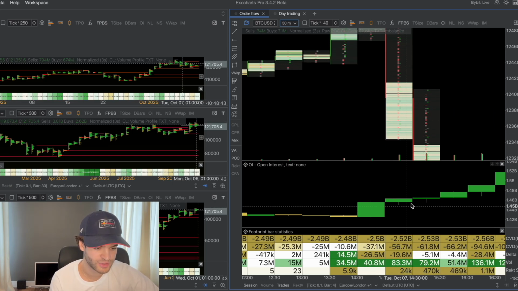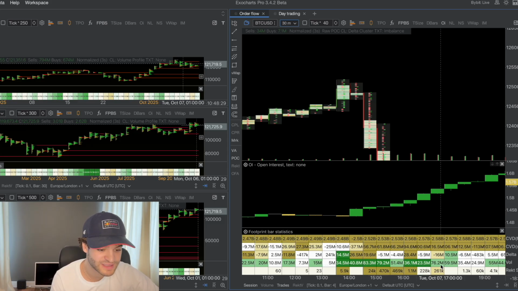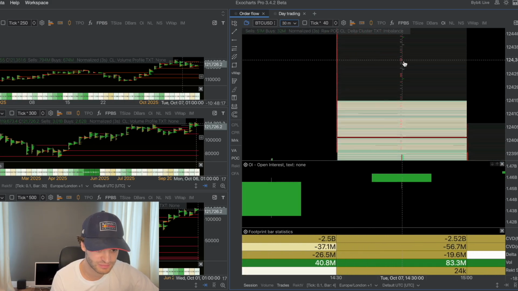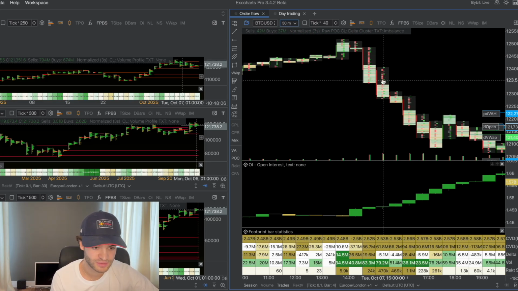So we have open interest clearly going up. The volume is getting big, 40 million, 83 million, 80 million, 50 million, 36 million, 23 million, 76 million again, and 59 million. We can clearly see that these are new short positions. Look at all these shorts. Look at all these red boxes that we have right here. So this shows a very strong downtrend.